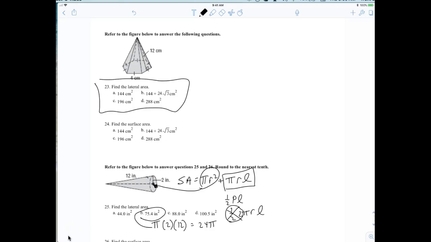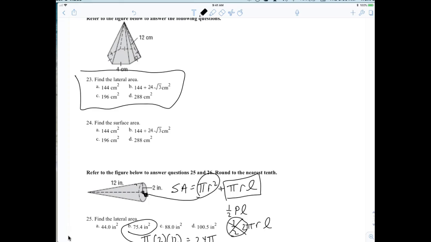To find the surface area now, keep in mind this is a good review problem because the base is a hexagon. You know what I mean?